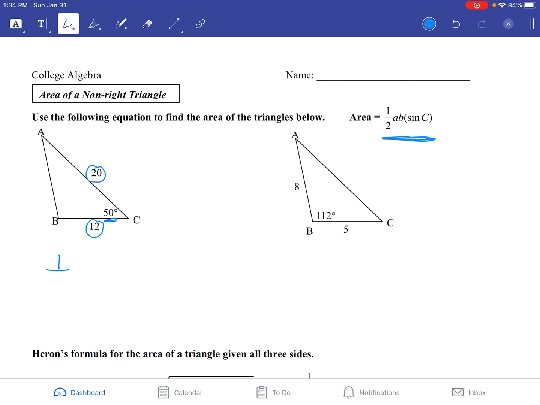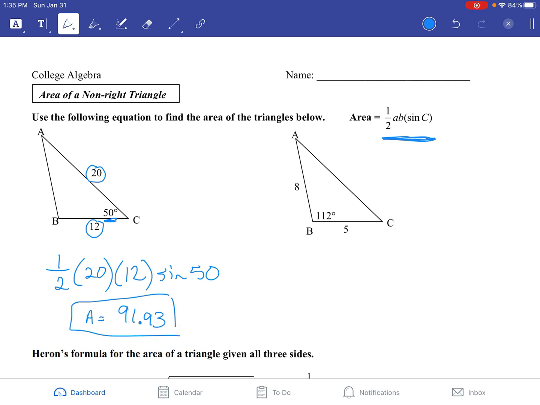So we have 1/2 times 20 times 12 times the sine of 50. Again, making sure that your calculator is in degrees mode, you just plug this in and solve. 0.5 times 20 times 12 times the sine of 50. Now again, I can't stress this enough. Please make sure you're actually doing these problems on your calculator to see if you're getting the right answer. You should have the area is equal to 91.93.